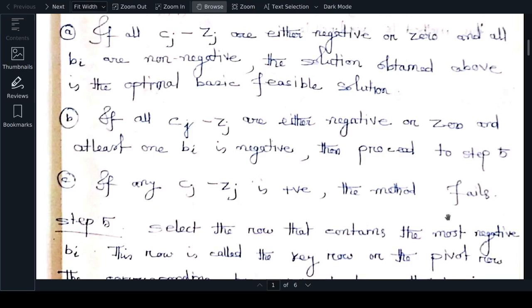Okay, so there are three possibilities. When Cj minus Zj are either negative or zero, and all bi are non-negative, then this gives us an optimal solution. If all Cj minus Zj are either negative or zero, and at least one bi is negative, then we proceed to step 5. Step 5 we shall see. And next, if Cj minus Zj is positive, then this method fails. So up to step number 4 clear, everyone?